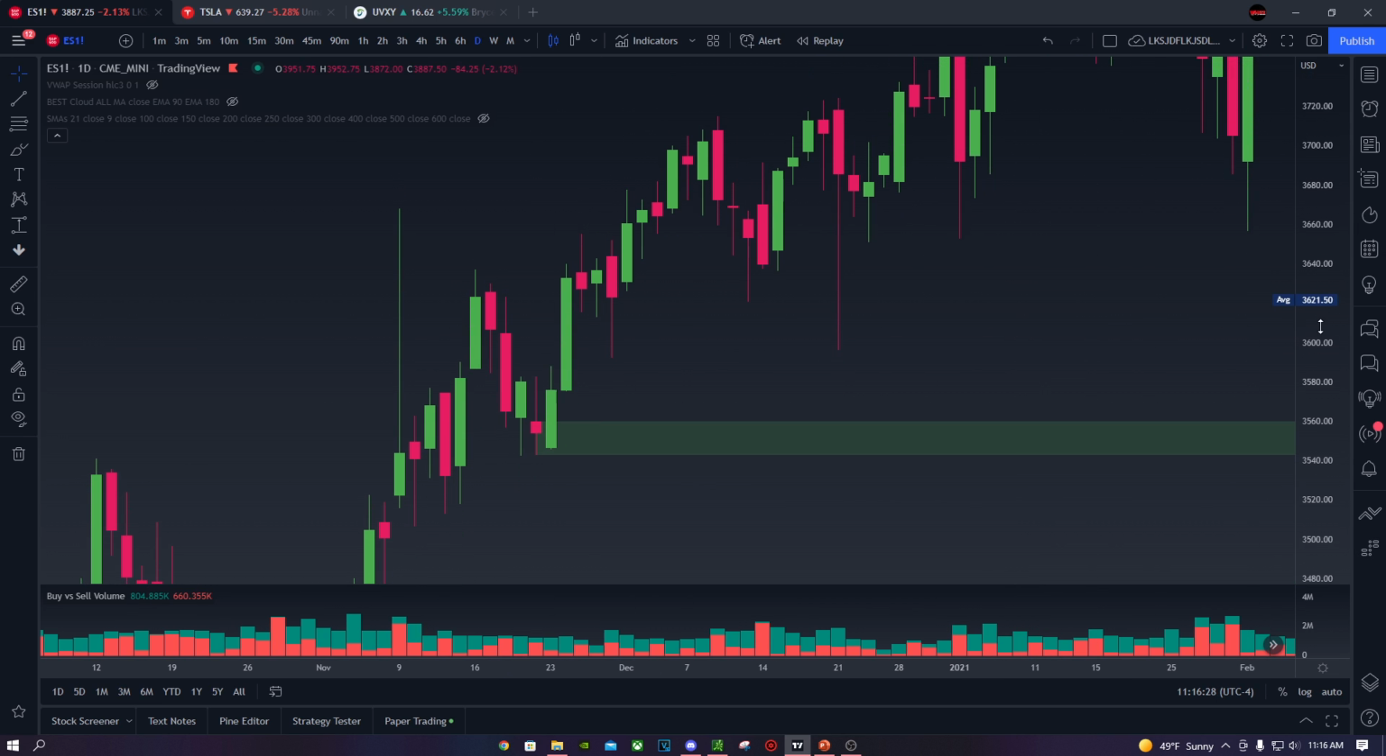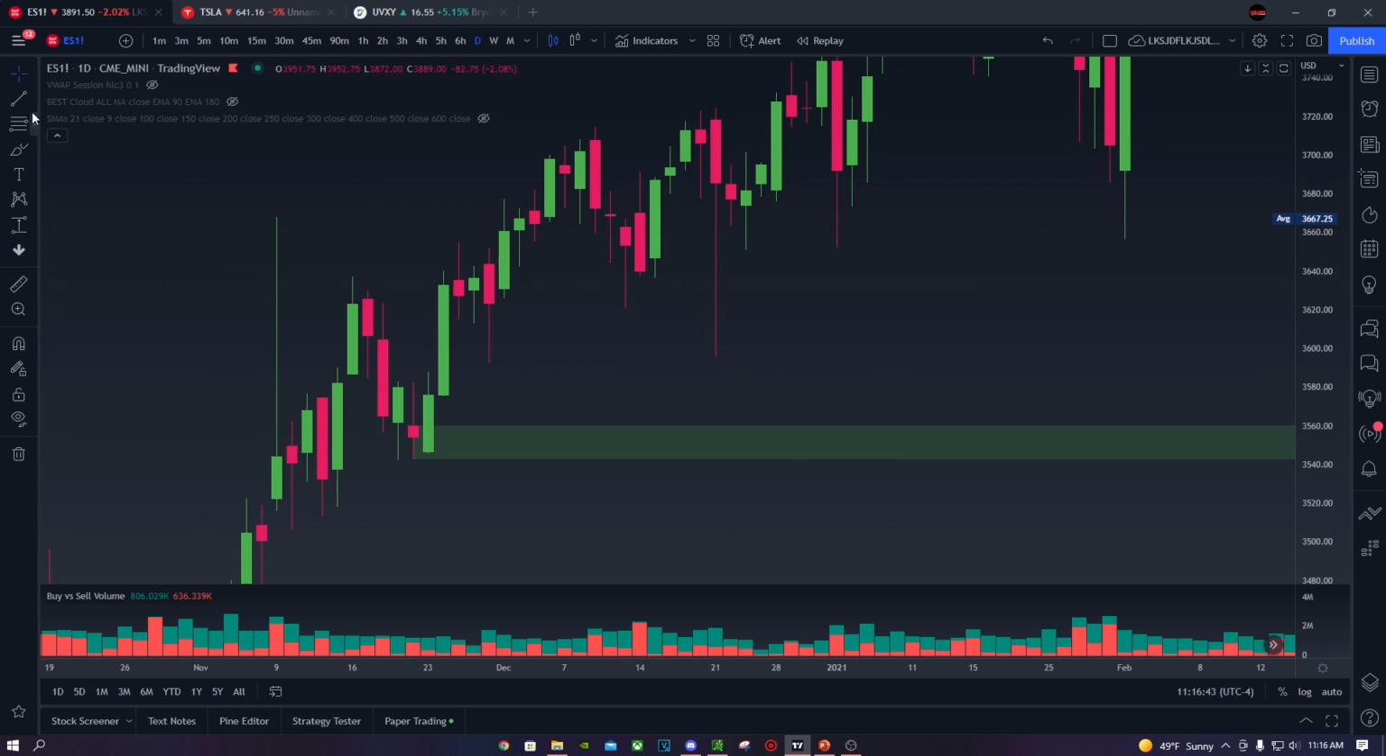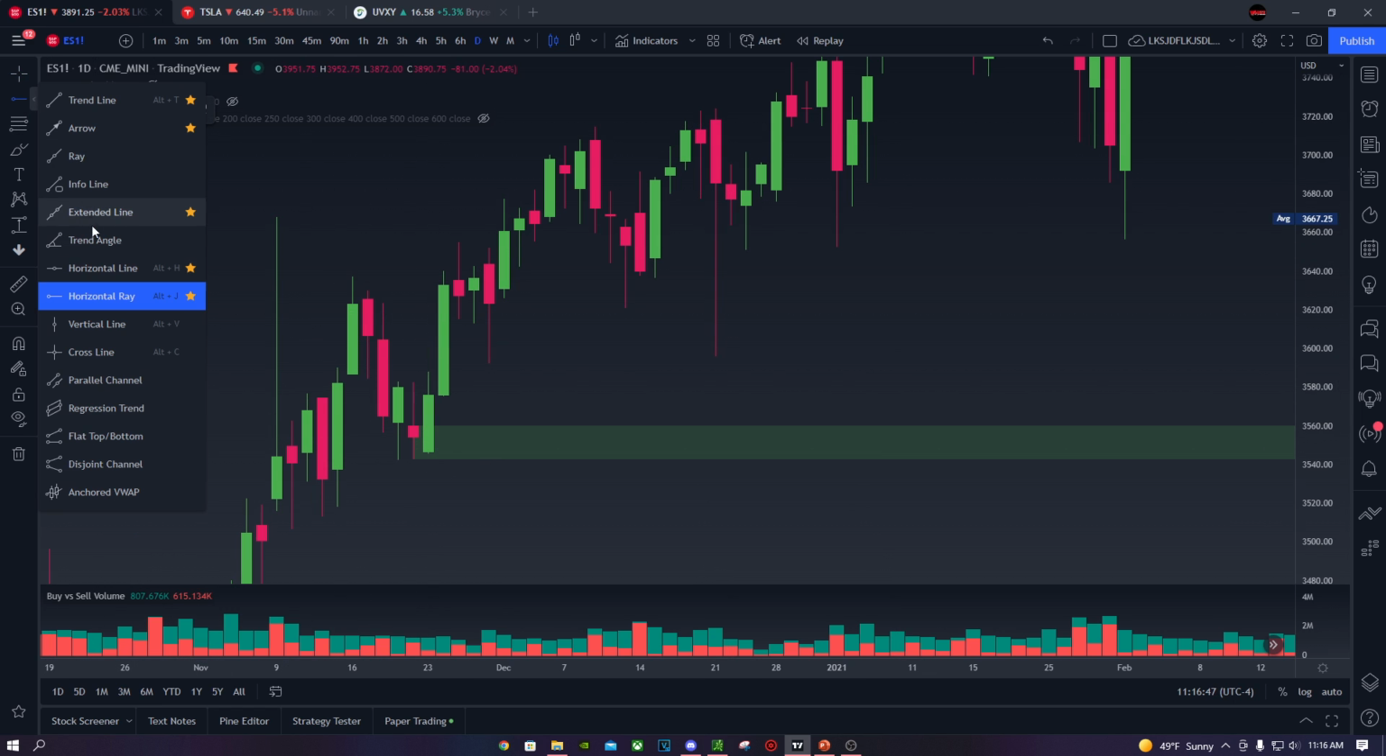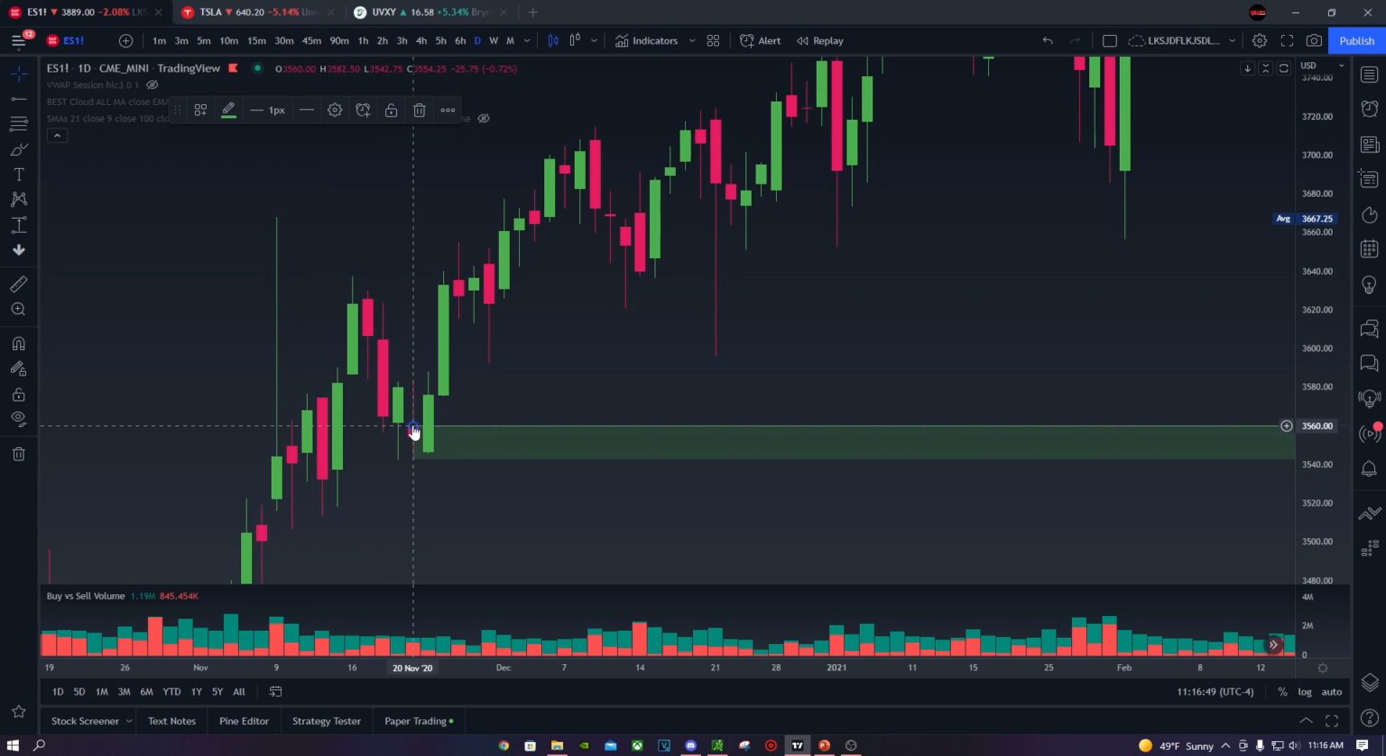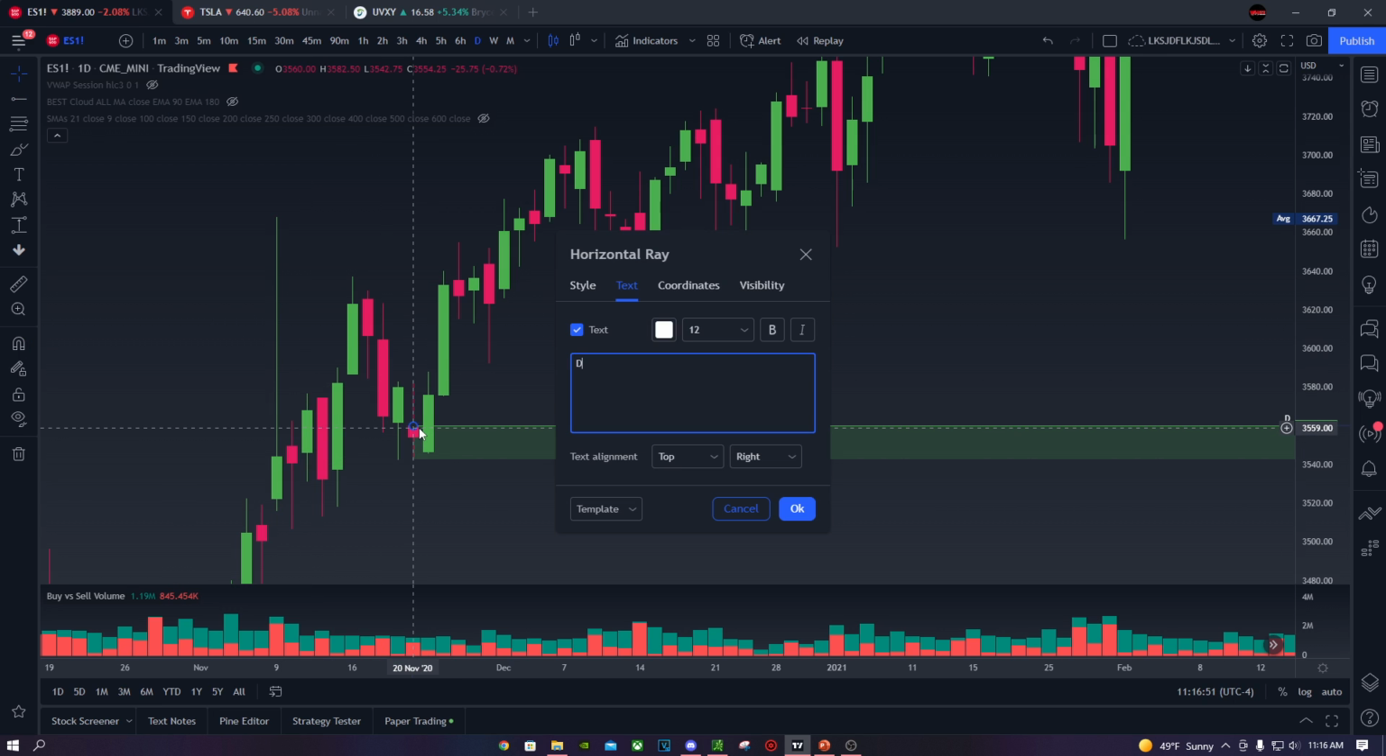A good thing you should be thinking of is you want the next candle after the basing candle to be around twice as big as this candle. I usually just do twice as big as what the zone would be, so it's close to that. That's how I'm going to draw that zone. And then I'm going to take this horizontal ray tool and label it a daily zone so I know what kind of zone we're coming into.